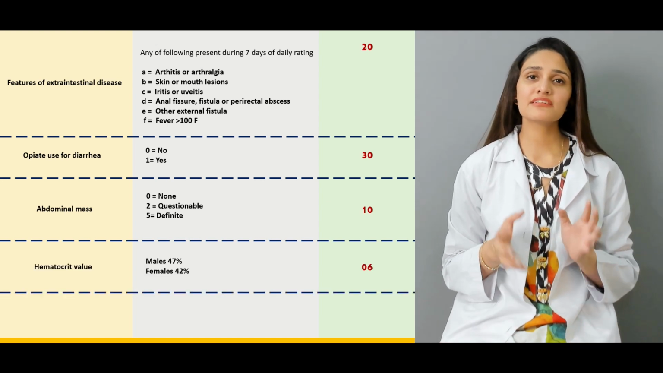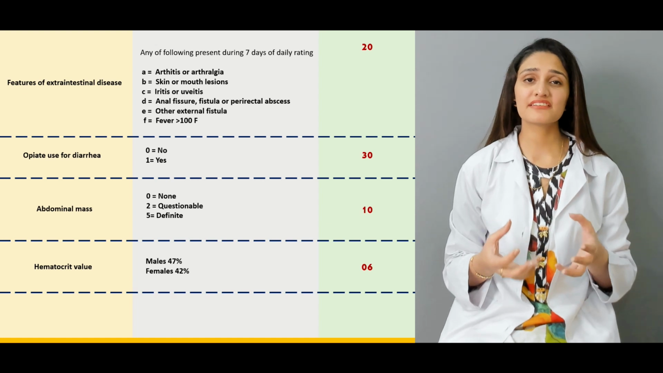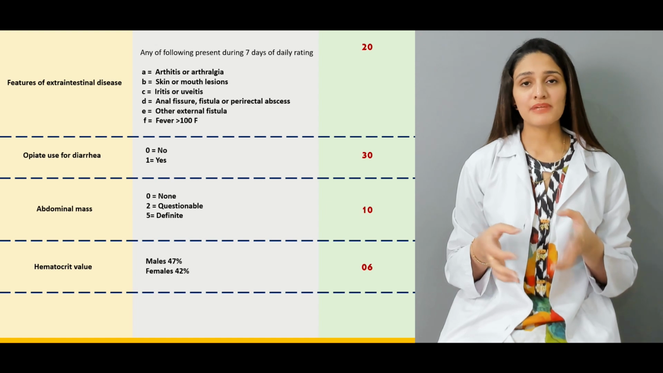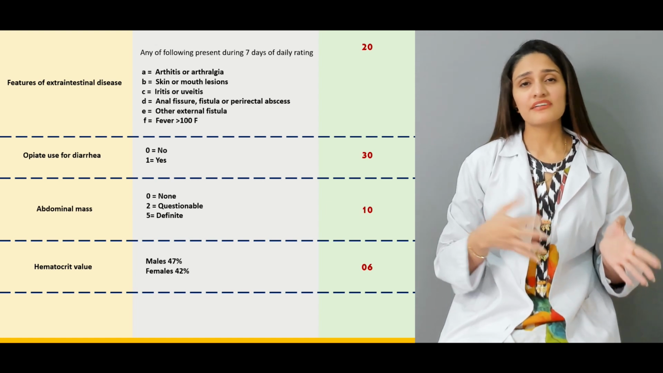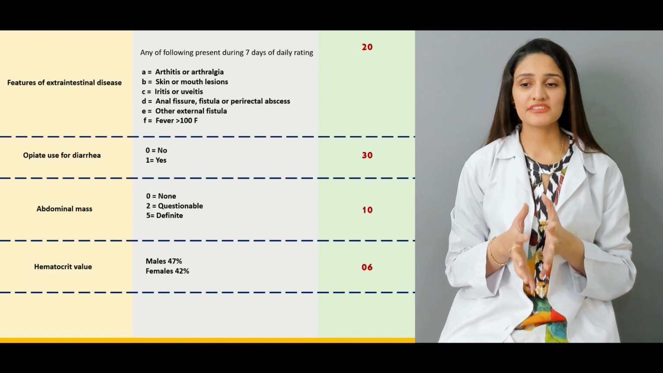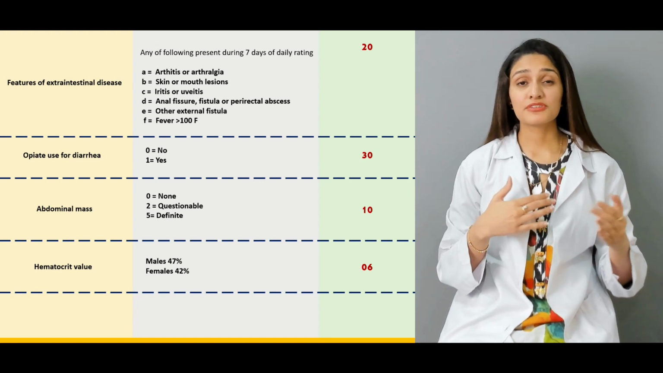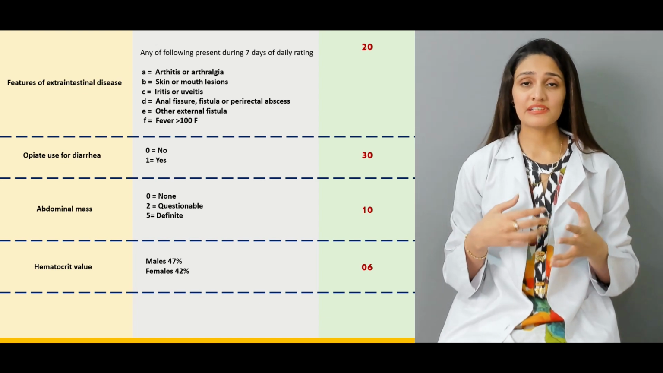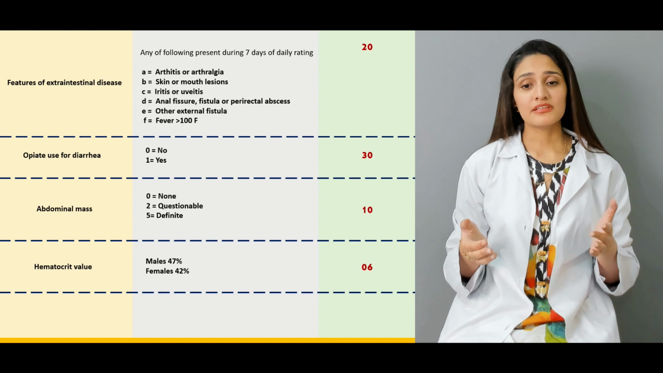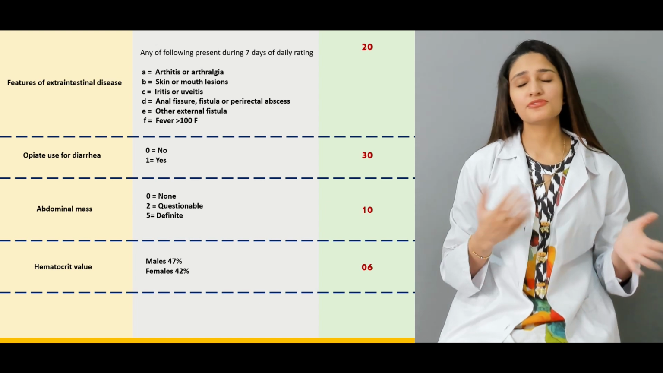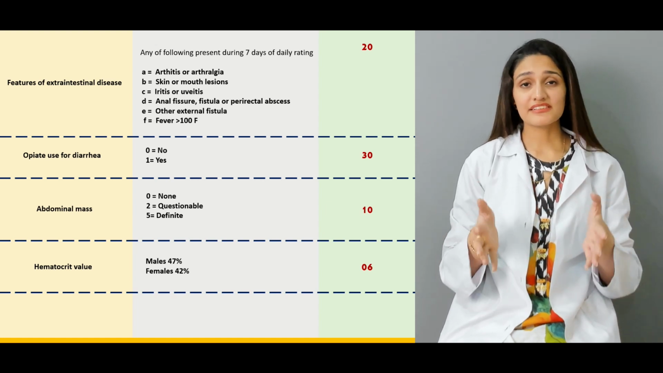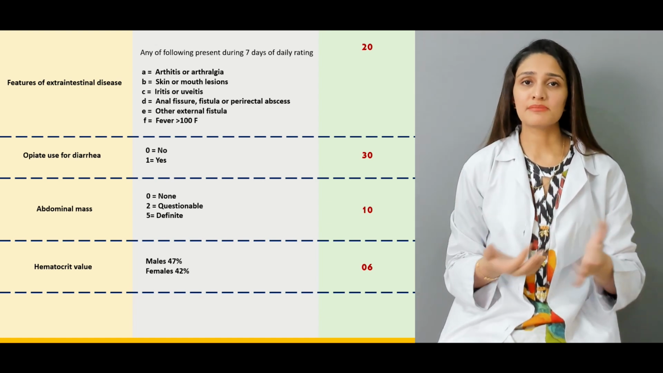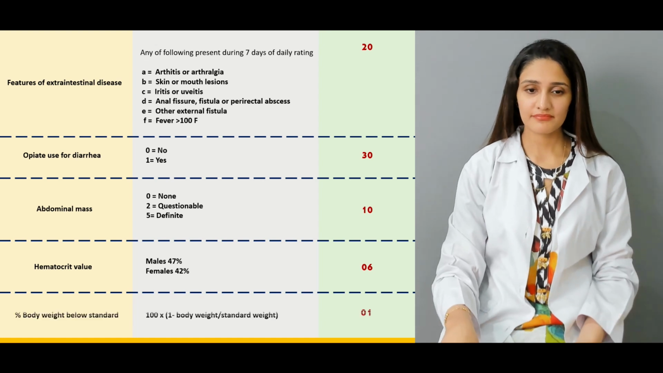And then we'll be looking at the hematocrit level. We're going to be looking at the lab values too. As you know, the hematocrit value for males is around 45 to 52, so around 47 percent. If it goes low or high, then we'll be multiplying it by 6. And similarly for females, the normal range of hematocrit is around 37 to 45. But if it's more than that or less than that, then we will be multiplying it by 6.